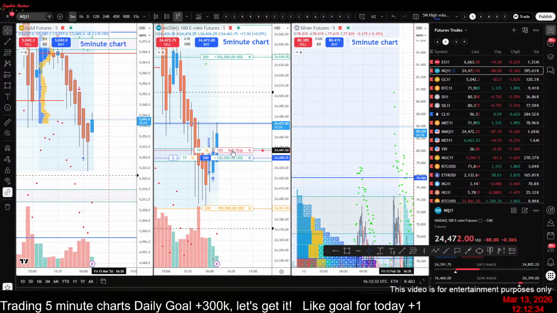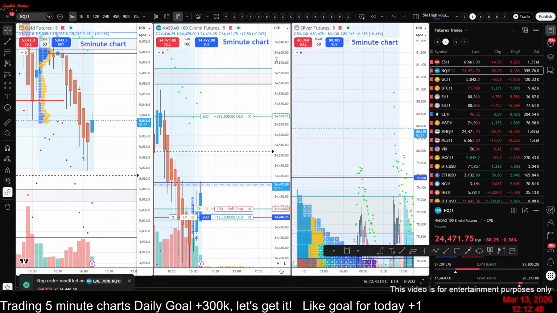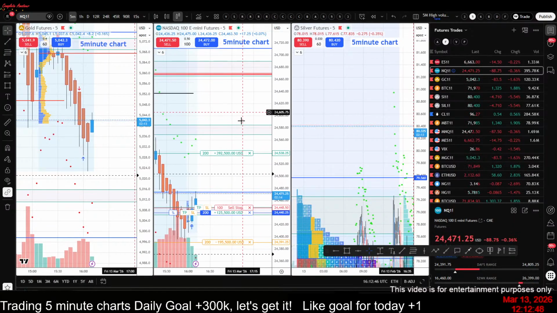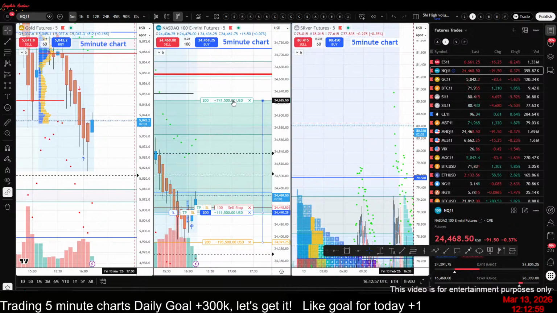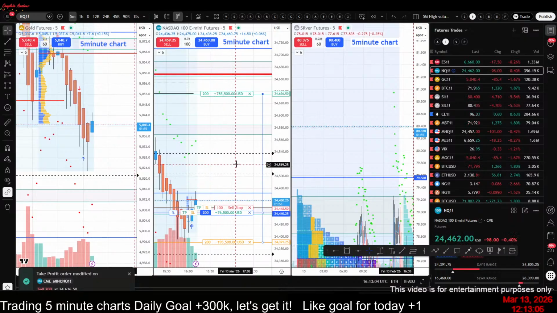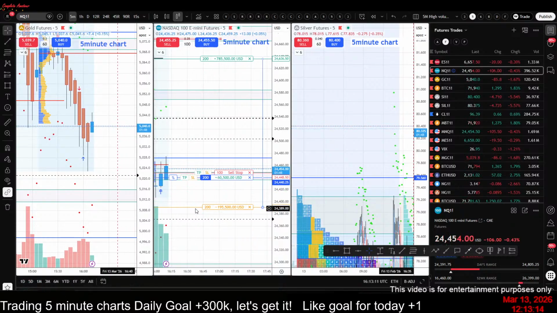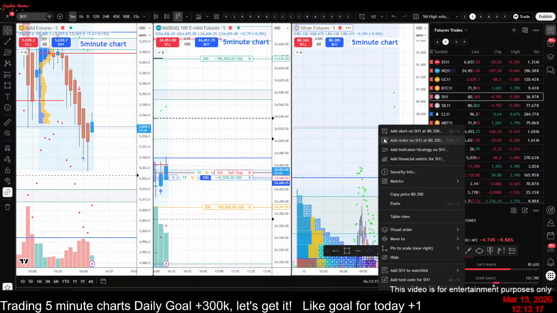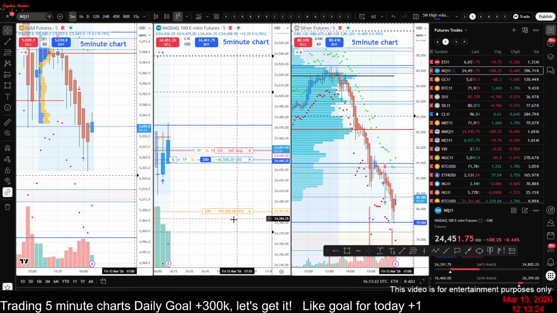There we go. Do 48.50. 123. What would it take to do a full reversal? Maybe we should put an alert right there. And then we'll just move this up to there. It's rejecting the value area though, as one would expect. About to be stopped out, it seems, on 50% of the position.